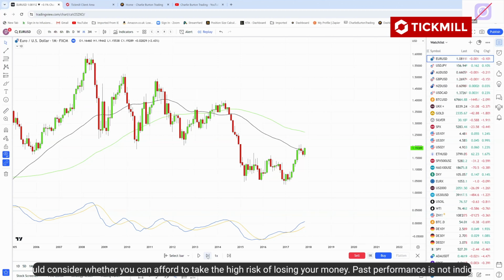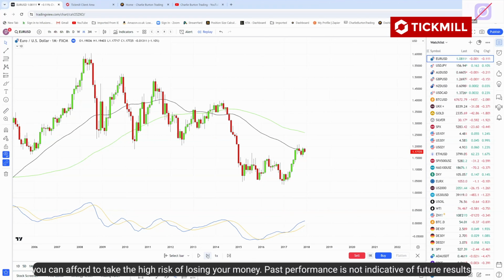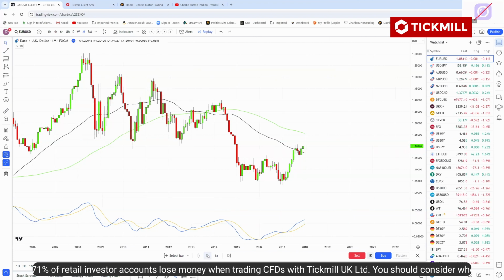But again, this is a monthly chart. You wouldn't have necessarily tried to hold on to a trade all that time, because that's a very long time to be holding on a trade, and you might have swap fees building up and all of that.